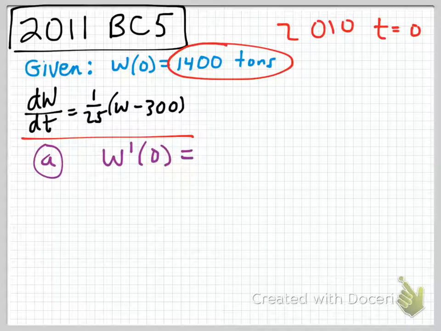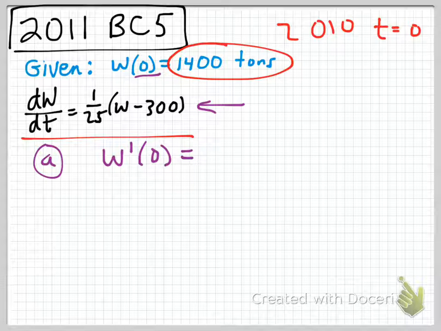So we're given that W is a function. W, the increasing function W, models the amount of solid waste stored at the landfill, so that at time t equals 0, the landfill contains 1,400 tons of solid waste, and we're given the differential equation right here. And we're asked to use the tangent line to the graph of W at 0 to approximate.